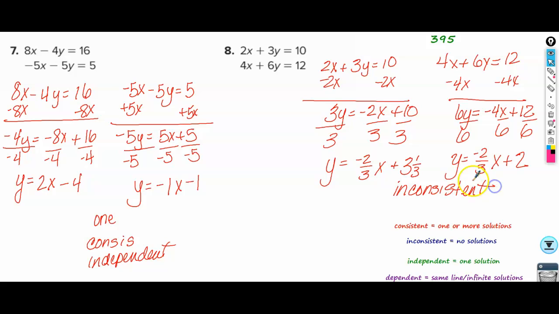Because it's inconsistent, there's no other word. You can't be dependent or independent because you're not intersecting at one or infinite places. You're not intersecting at all. So this is just inconsistent.